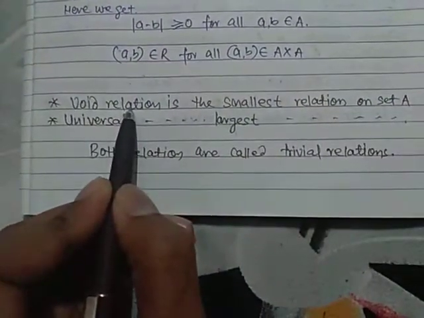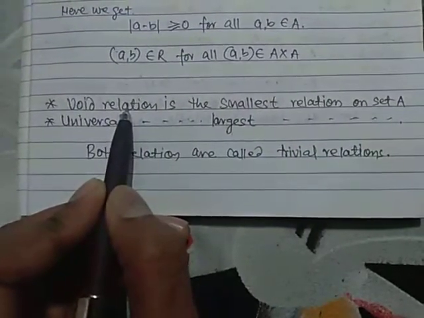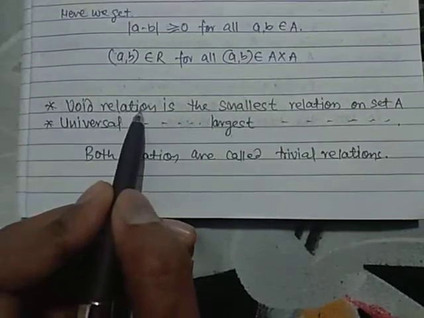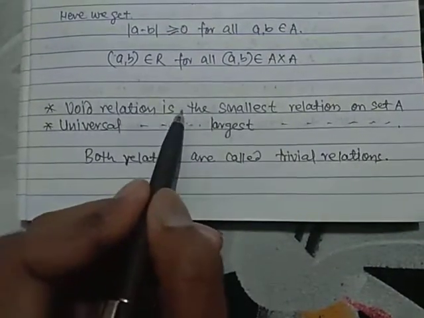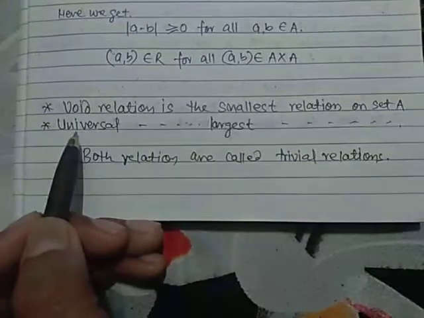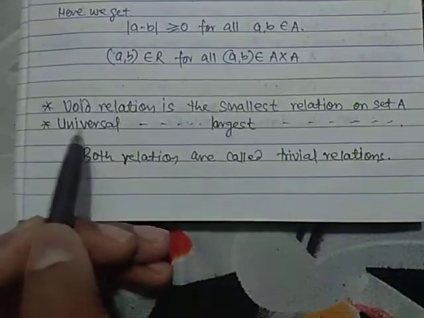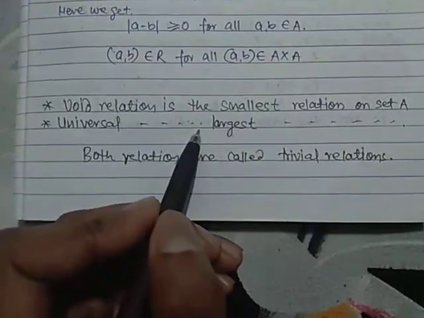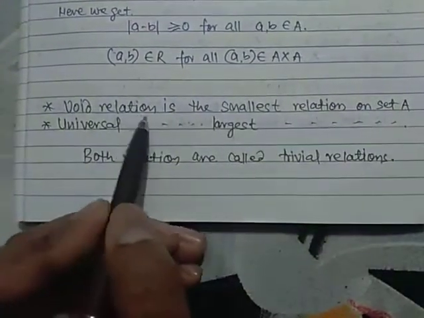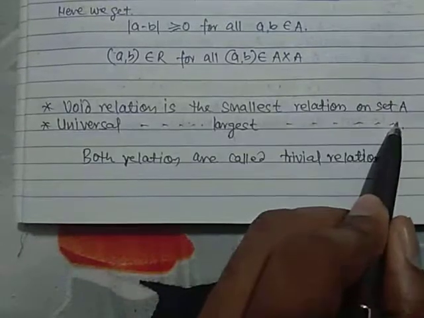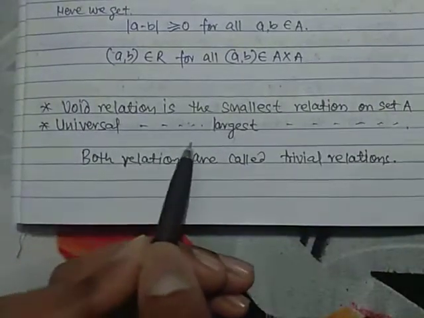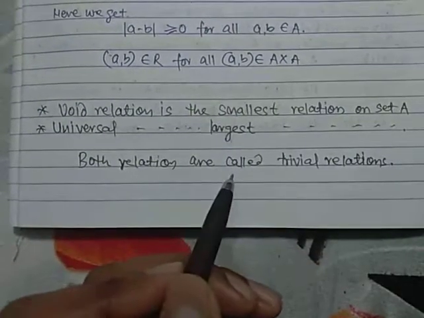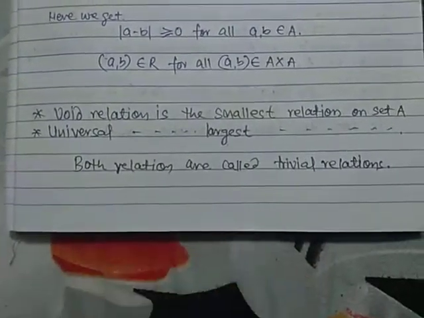Void relation, as we discussed earlier, means no element of set A is related to any element of set A. Universal is just opposite to it. Every element of set A is related to every element of set A. Void relation is the smallest relation on set A, whereas universal relation is the largest relation on set A, and both relations are called trivial relations.